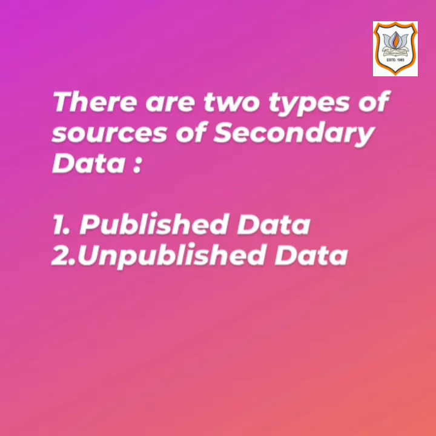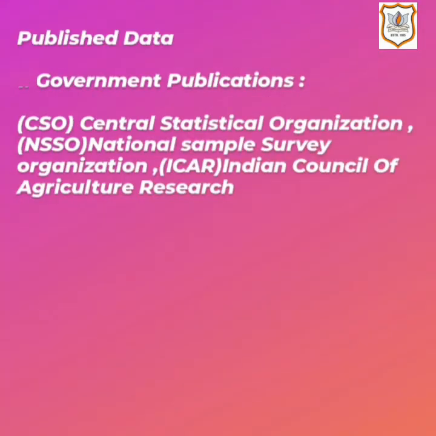Published data means that data is being published in journals, periodicals, or some books, newspapers. So that is called published data. Unpublished data means the data that is not published in any of the journals, periodicals, books, or any kind of source. So there are two types of sources of secondary data. First is published data and second is unpublished data. Let's study published data in detail.